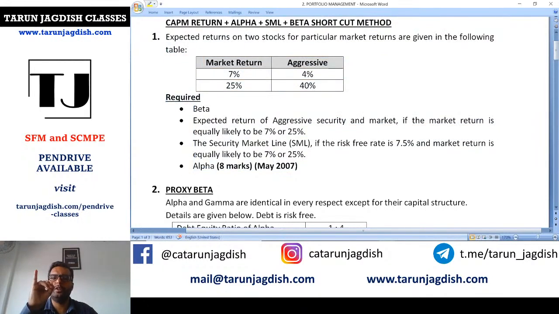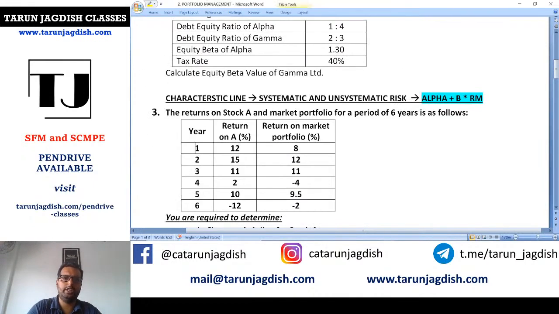We covered 4 formulas of beta, expected return we covered, standard deviation we covered, covariance we covered, correlation we covered, SML we covered, alpha we covered. Everything that we learned in concept, everything comes in one question. So it's a beautiful question. Now let's go to question number 3.